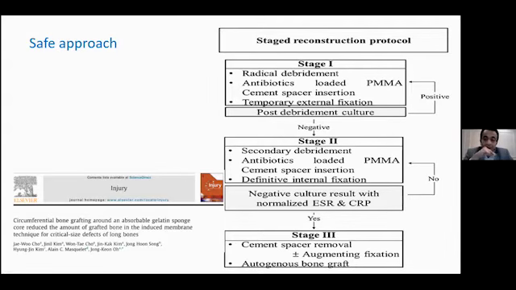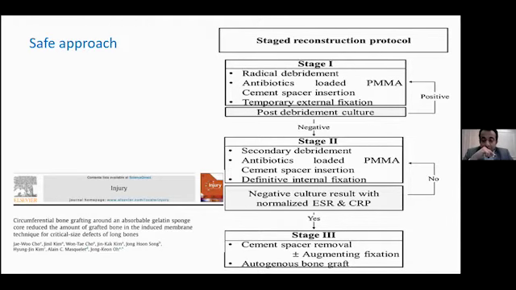Stage 1 is radical debridement, antibiotic-loaded cement spacer, and temporary external fixation. And depending on the post-operative debridement culture, either proceed to second stage or repeat the first stage. A second stage is a secondary debridement, antibiotic-loaded cement spacer insertion, and definitive internal fixation.